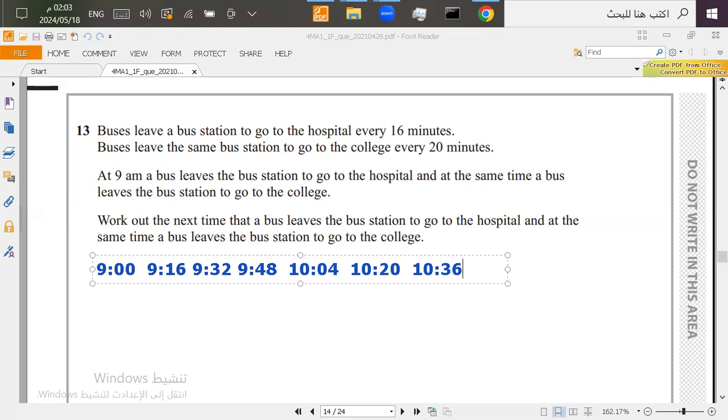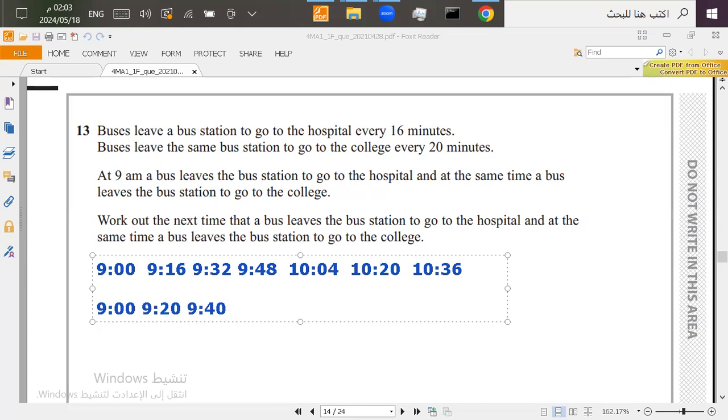Now, let's do the other buses. These are the buses for the hospital. Now I'm going to do the buses for the college. The buses for the college start at the same time, which is 9, but they will add 20 minutes every time, okay? So the second one will be 9:20, and then after that 9:40. So it means I'm going to add 20 minutes every time.